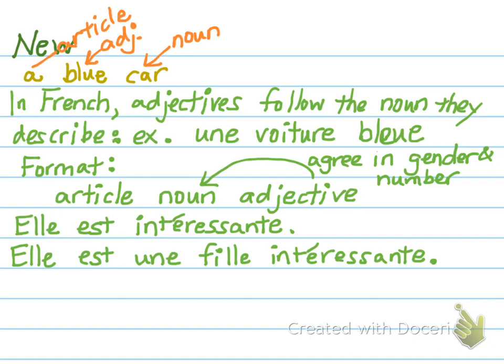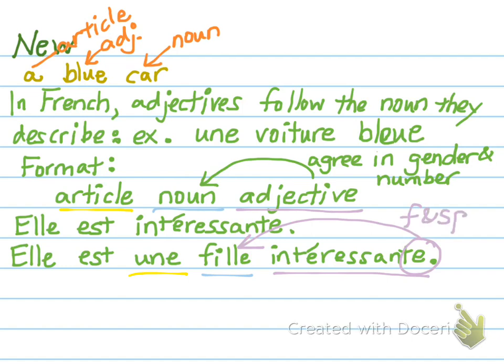Okay, so again, here we have our article. Here's our noun. Here's our adjective. And again, intéressant has the E on it because it's agreeing with the fact that une fille is feminine and singular. So I have to add an E.